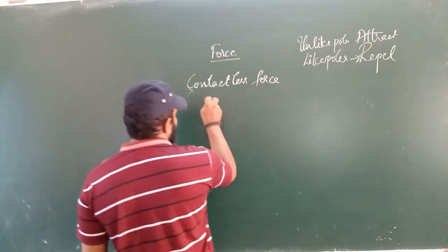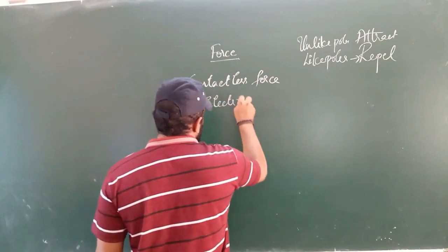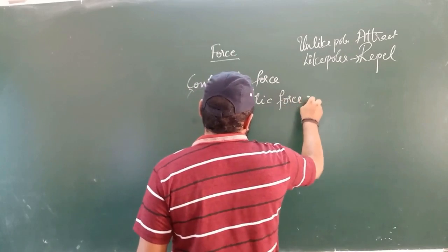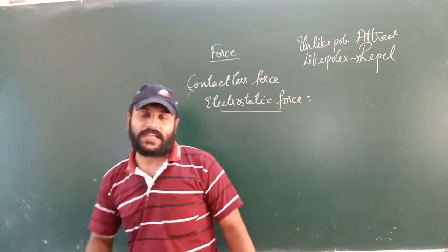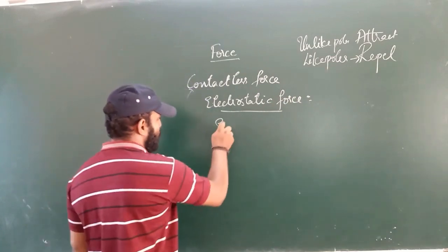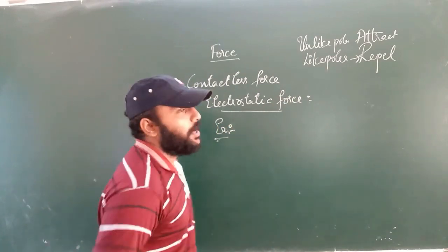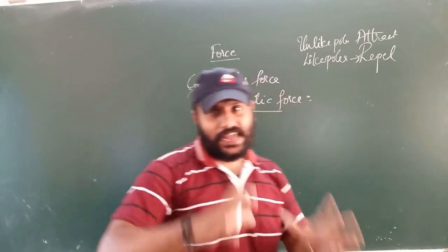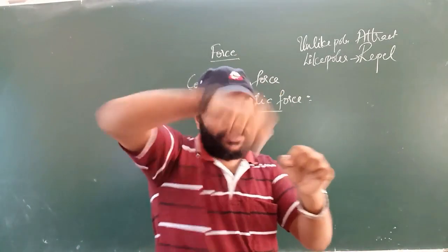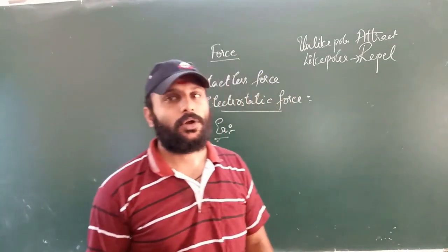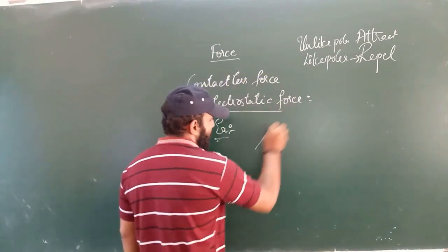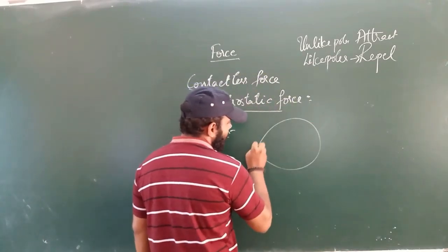Next one is electrostatic force. Now, what is meant by electrostatic force? To understand this, we will take one example. Take one balloon, inflate it, and tie the opening end of the balloon. You take one paper. So we will take one balloon, tie the end of the balloon.